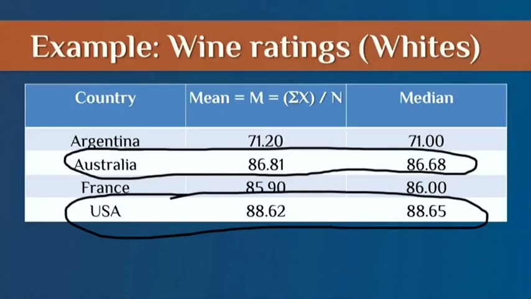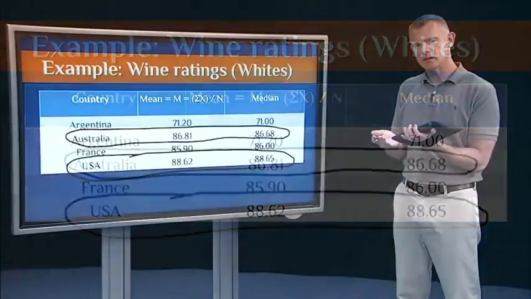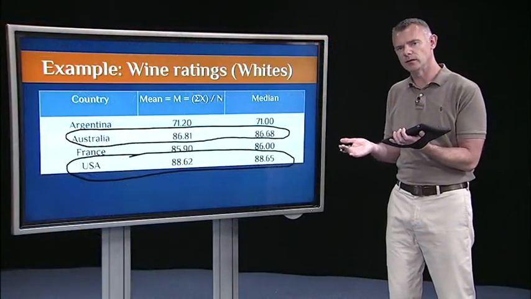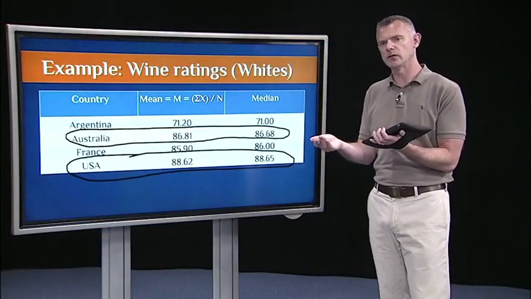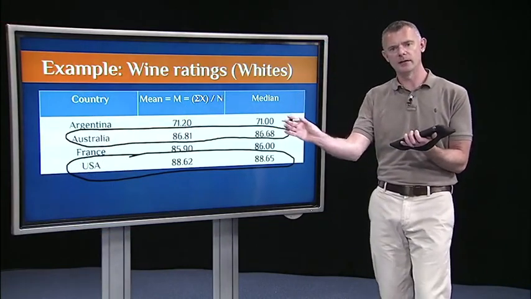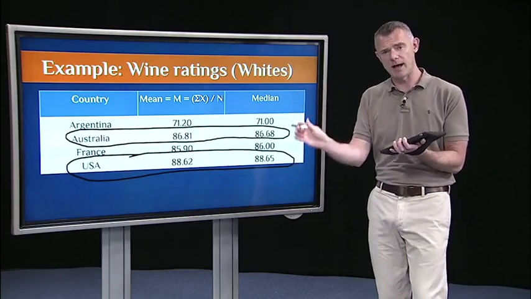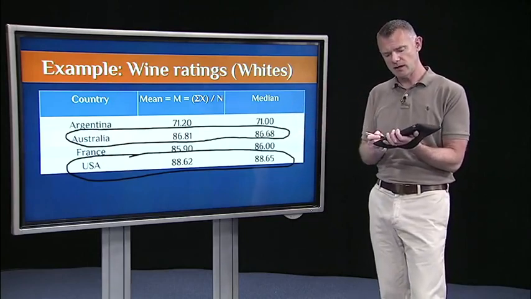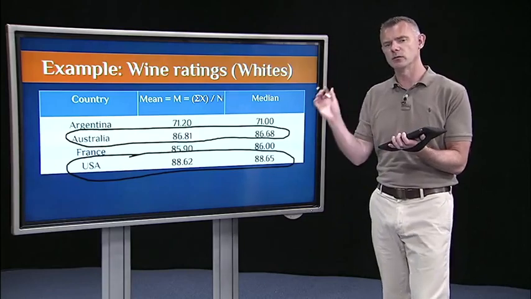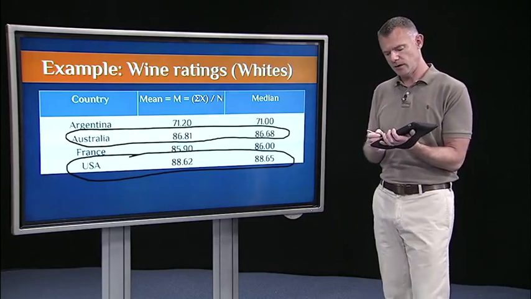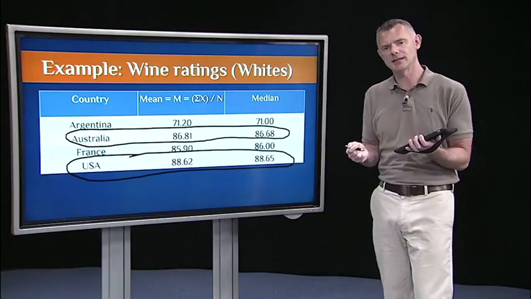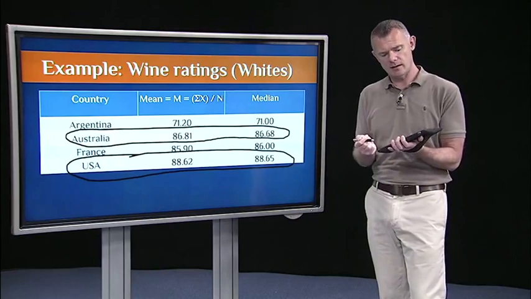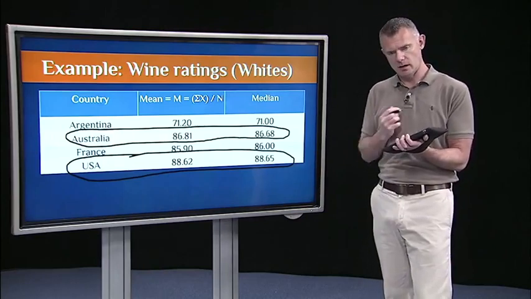For Australia, the median is slightly lower than the mean because the median is less influenced by those extreme scores. The extreme scores in the Australian case were on the high end of the distribution, right? It was positively skewed. So the median is less influenced by those really high ratings. Therefore, the median is going to be slightly lower than the mean in a positively skewed distribution like the Australian white.